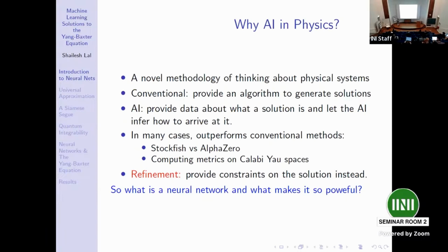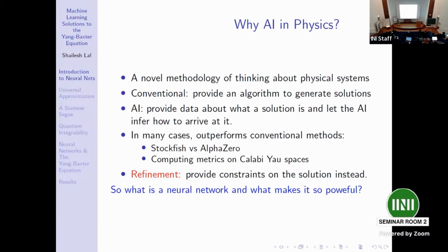We don't necessarily give an example of a solution or really an algorithm to generate a solution, but we tell the AI data about what a solution is, and then we let it decide how to get there. Okay. And in many cases, this is actually quite competitive or slightly better than conventional methods.